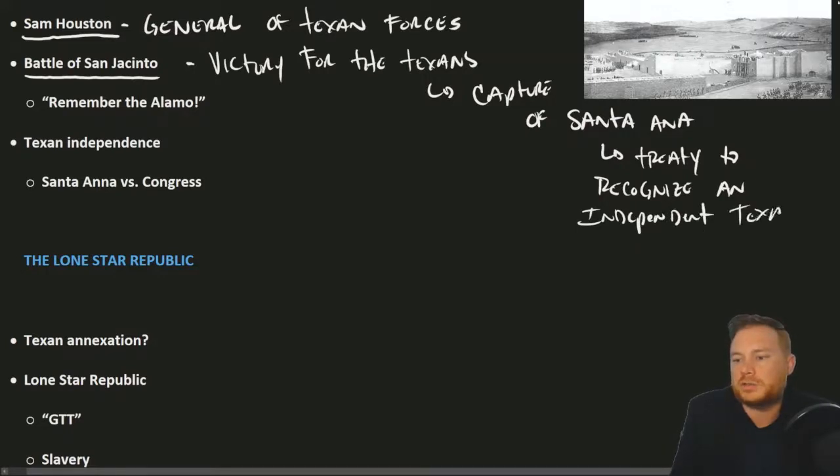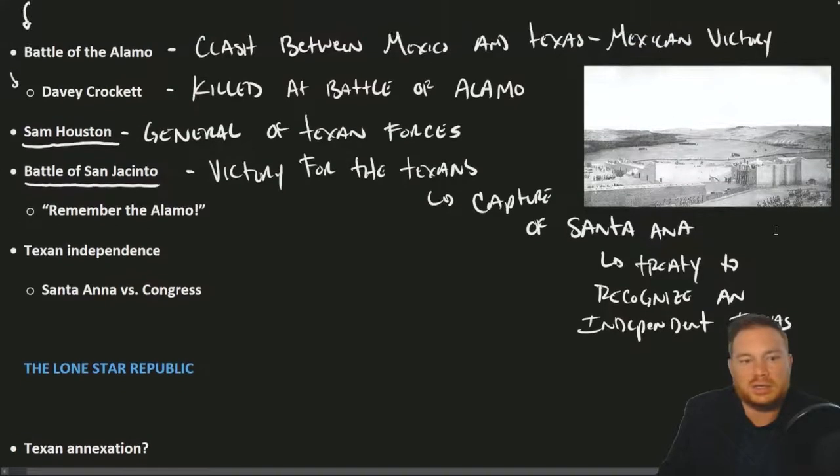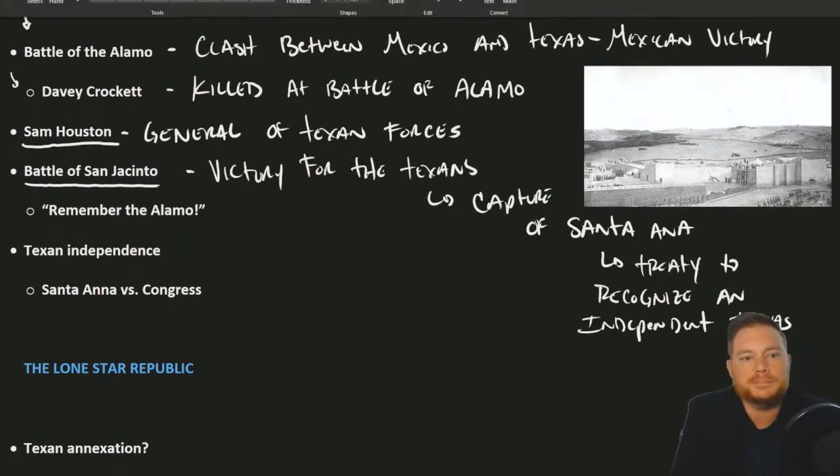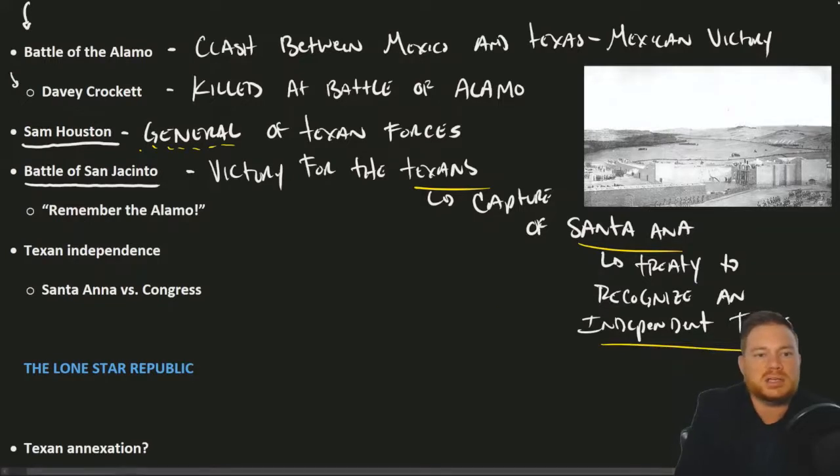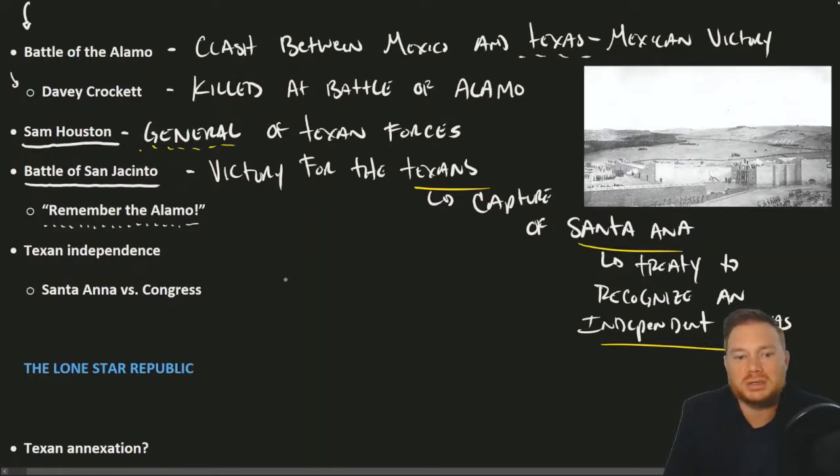Right, so just so we've got everything in line here. Sam Houston was general of Texan forces in this revolution. The Battle of San Jacinto was a victory for the Texans, led to the capture of Santa Ana, which led to a treaty that recognized an independent Texas. The slogan at the Battle of San Jacinto, and really in a lot of ways the slogan of Texas in general, is remember the Alamo, in which pretty much all Texan forces were killed. And so this led to Texan independence. Like I had mentioned before, this is 1836.